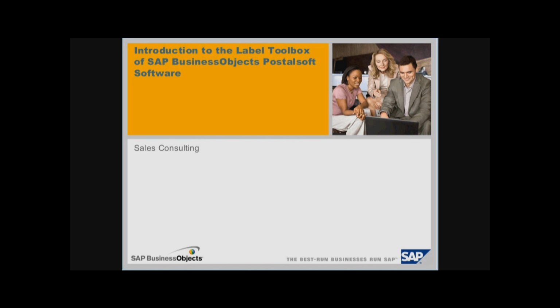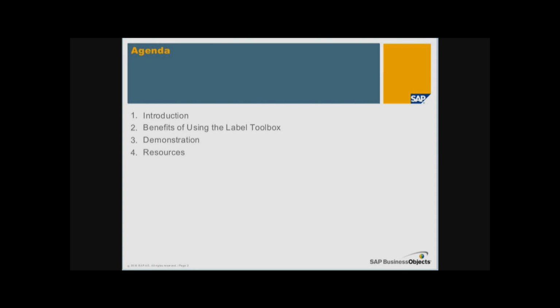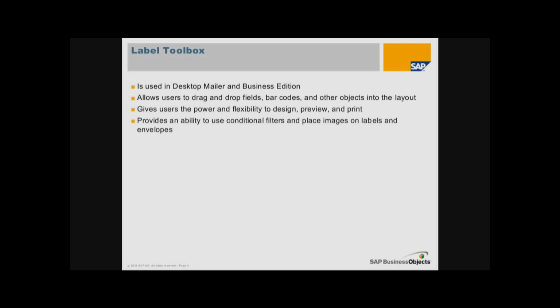Thanks for joining us. Today's session is going to be on the Label Toolbox from inside the Desktop Mailer and Business Edition software. Glad you could all attend today. The first thing I'd like to do is go over the agenda quickly with you. We're going to talk about the Label Toolbox itself, the benefits of using it, and then I'm going to provide a demonstration so that you can see how it's used and what you can do with it. Finally, I'll talk about some of the resources that you can take advantage of, and then we'll follow up with some questions and answers. So let's go ahead and get started.